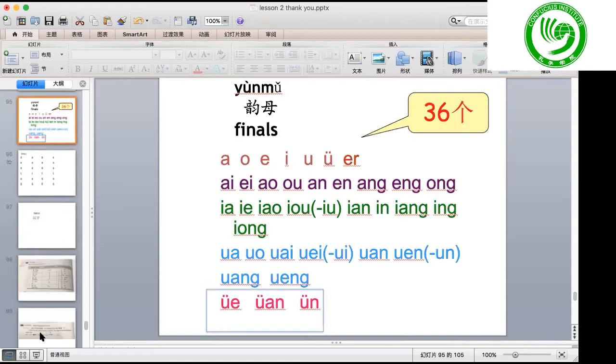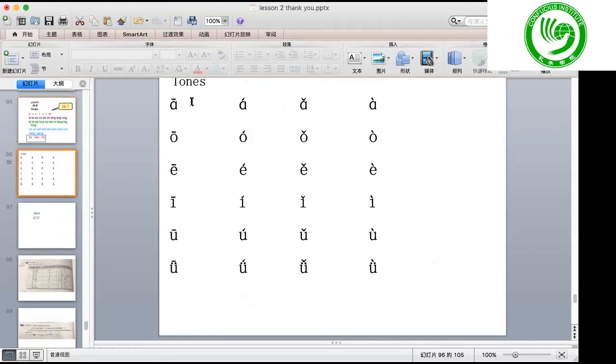Could you please try to read all of these by yourself? 1 minute. From the beginning, yes. And last line, yue, yuan, yun, 很好. Now we have finished the initials and finals. Now we're gonna continue with the tones.